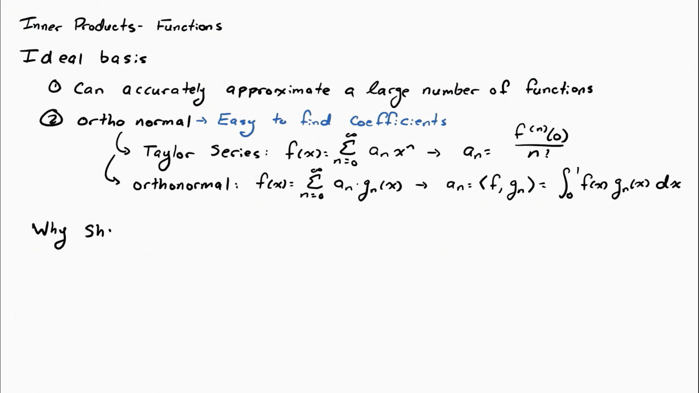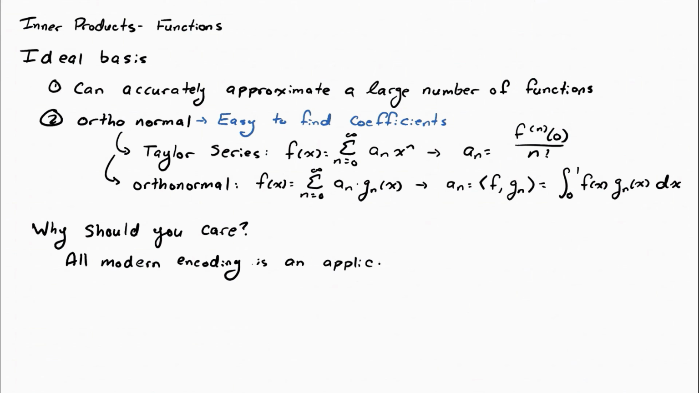Now, why should you actually care about any of this? Well, all modern encoding is an application of this. This video was processed through an orthonormal basis. Some of the basis vectors are deemed not important, typically darker areas of the video, so those terms are dropped. The better the basis is at representing this video, the fewer number of coefficients they require. The smaller the file size of the video, the less bandwidth it takes to deliver the video, the cheaper it is for them to host the video.